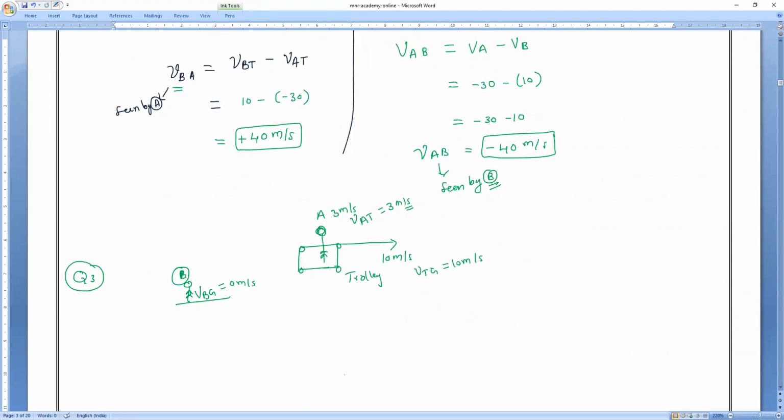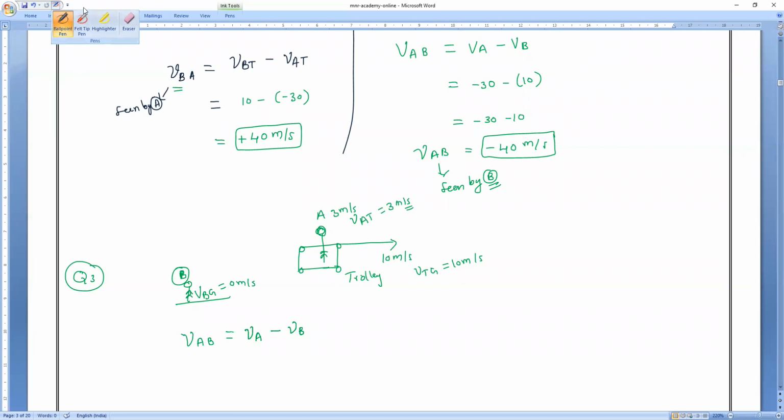Now, I want to know the velocity of A with respect to B. I want to know the relative velocity of A with respect to B. So what is the formula that will come? Velocity of A with respect to B is equal to what? Relative velocity of A with respect to B means velocity of A minus velocity of B. Is it yes or no, guys? Yes, sir.